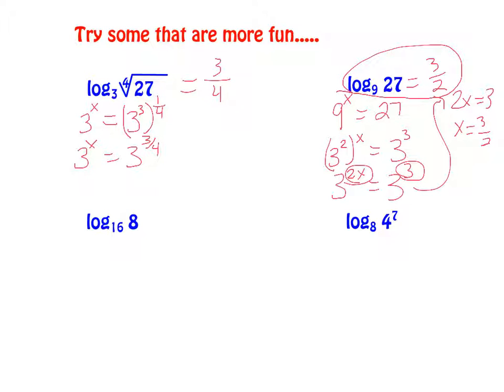Log base 16 of 8. 16 to some power has to equal 8. I've got to rewrite both of these as the power of something. They're both powers of 2. I'd write 2 to the 4x equals 2 to the third. Once you write them with the same base, you can look at their exponents and say, all right, 4x needs to equal 3. Divide by the 4. Looks like the power I want is a 3/4 power.